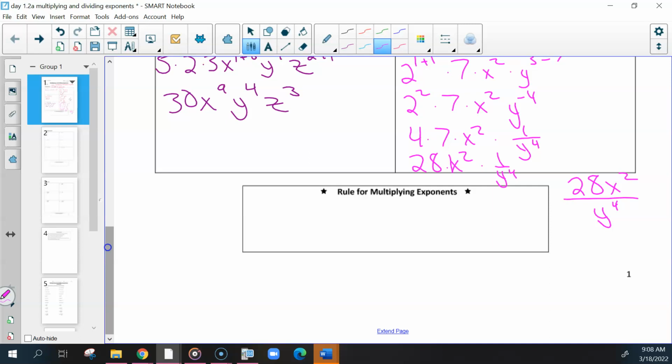Okay. Just for multiplying like bases and adding their exponents, how do we feel about that? Thumbs up for good, sideways for okay, down for not good.